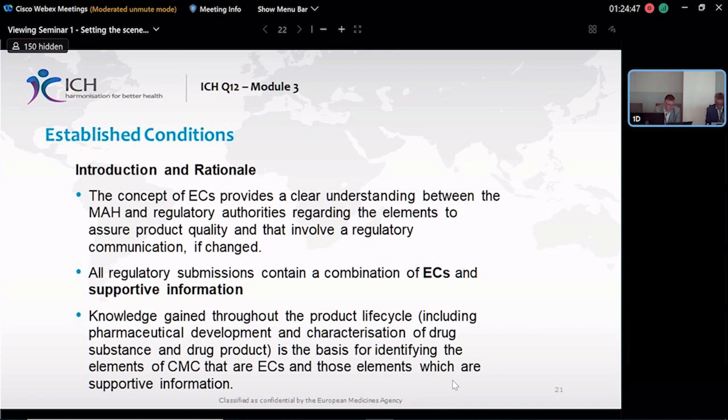Now, this applies throughout the dossier to all sorts of different parts of the dossier. And knowledge gained through product lifecycle, including pharmaceutical development and characterization studies, is the basis for identifying the elements of CMC that are established conditions and those elements which are supportive information. So what's really important, I think, is that we understand that module 3 of the CTD, the quality dossier, is very detailed. It contains a lot of information. The established conditions are that legally binding information that's absolutely essential to assure product quality. And if you change that information, you're going to trigger a variation.